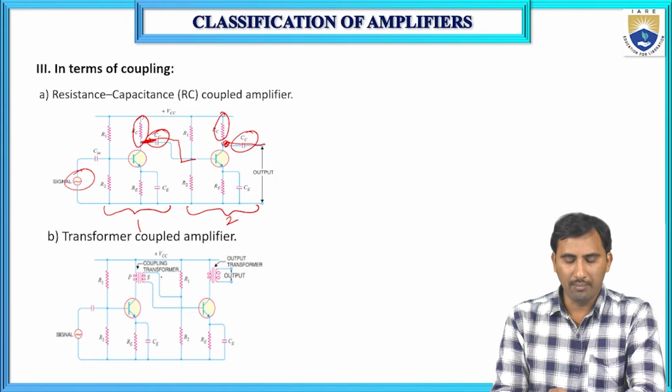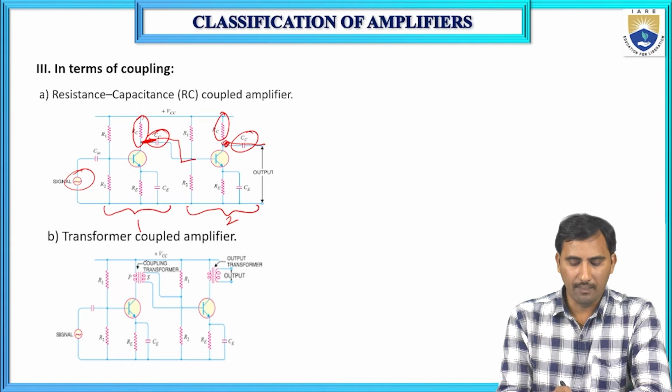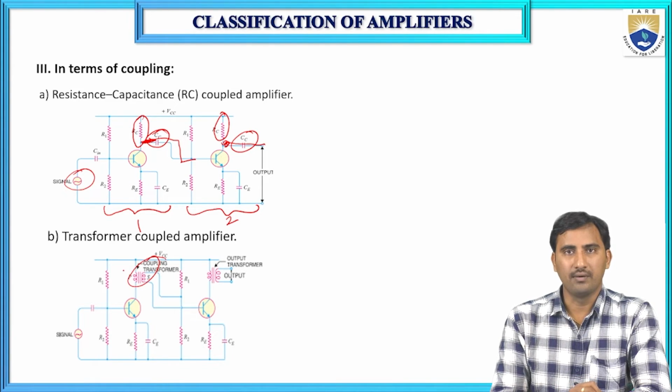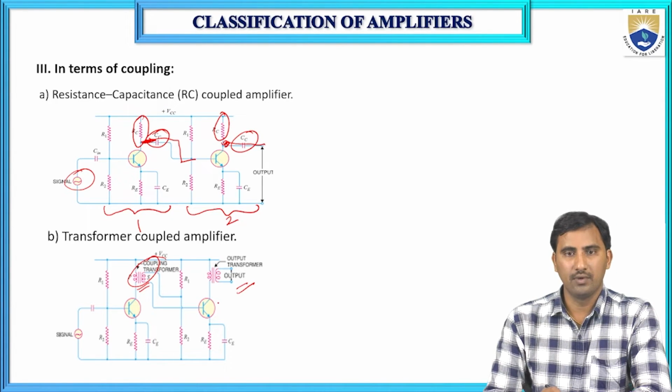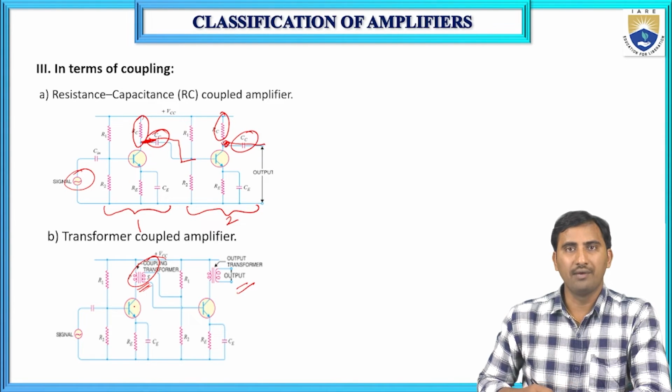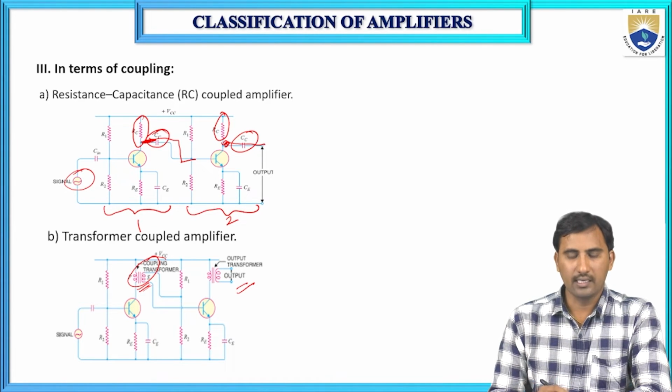So in the transformer coupled amplifier, instead of the elements resistor and capacitor, we are using a transformer. So here we are using two types of transformers. One is a coupling transformer and the second one is an output transformer. So the coupling transformer couples the output version of the given input signal from the first stage to the input of the second stage through the coupling transformer. And finally we are getting the output version of the given input signal at the second stage output.